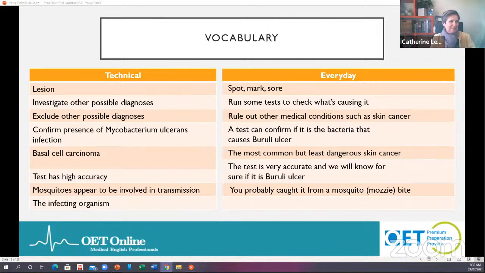A name, a common bugs name that you use instead, thanks Ron. Mosquito. Use this word mozzies. Has anyone heard of that? A name.